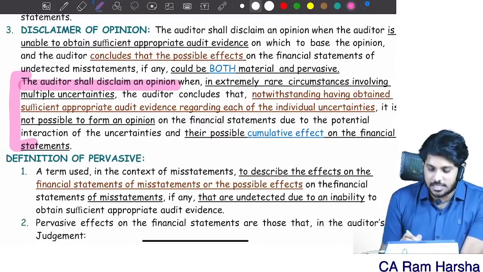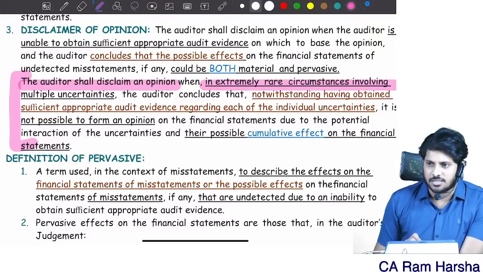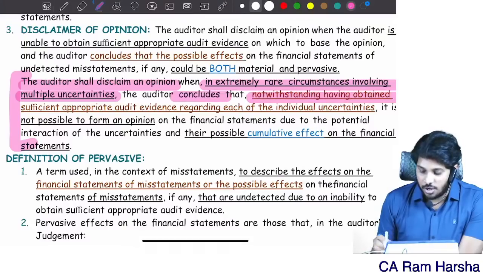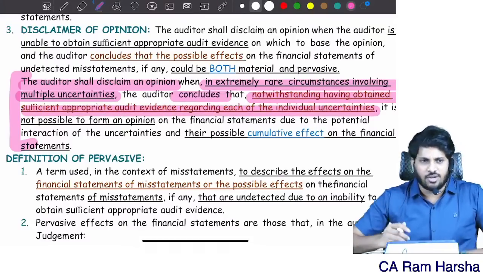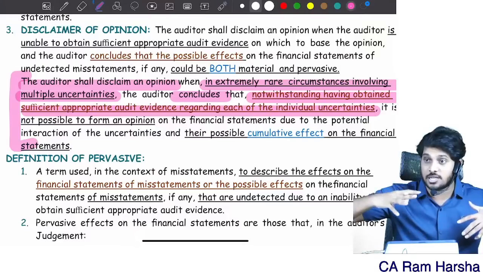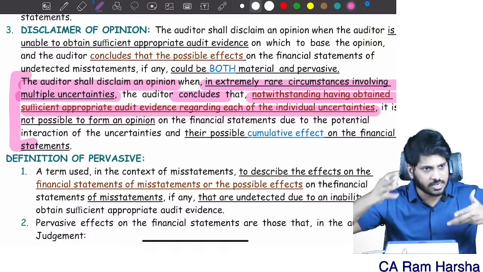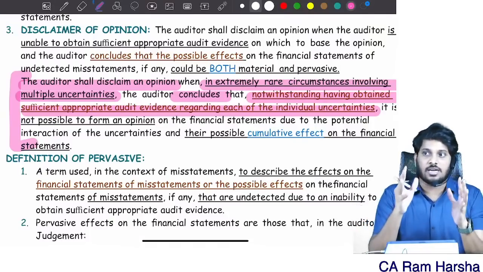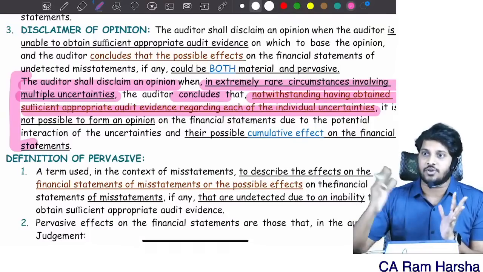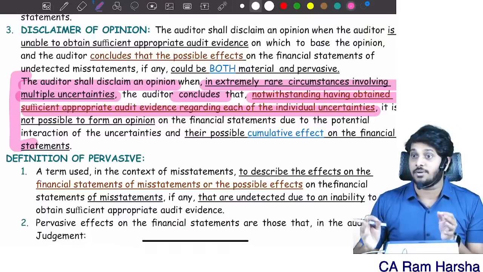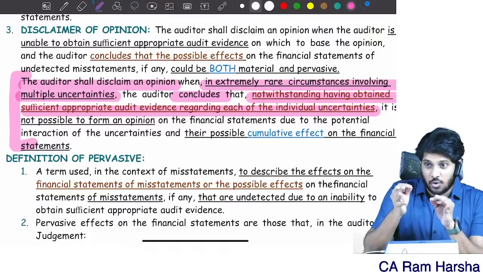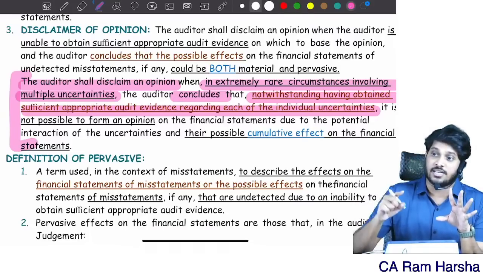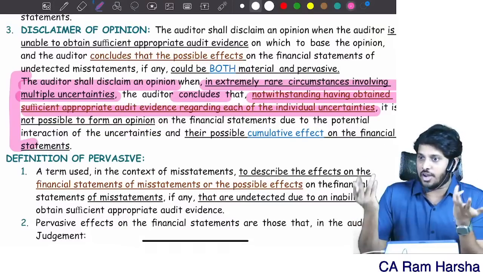You see here there is a matter. The auditor shall disclaim in extremely rare circumstances involving multiple uncertainties, and where the auditor concluded that notwithstanding having obtained evidence, like sometimes you may not conclude a disclaimer of opinion at the beginning of the audit. You might have conducted some 20 days, 30 days of audit, gathered so many evidences for so many items, but suddenly one big item is there which is pervasive, a huge item, for which evidence is not available, and you concluded that excluding that you can't give an opinion, like a qualified opinion you can't give there.